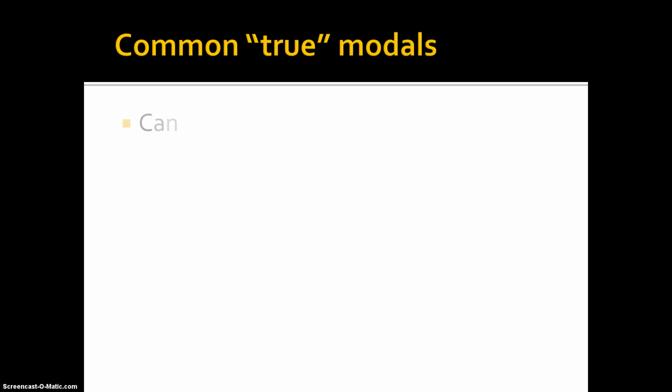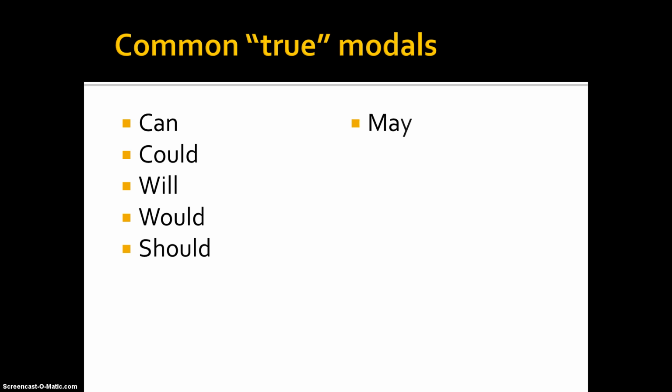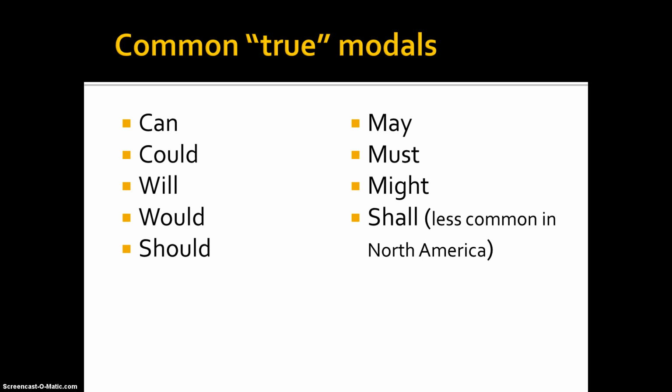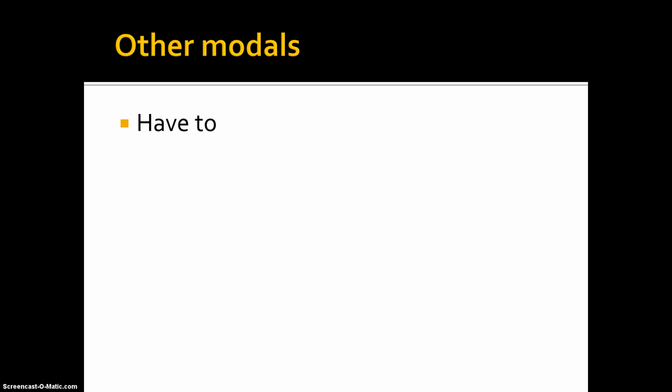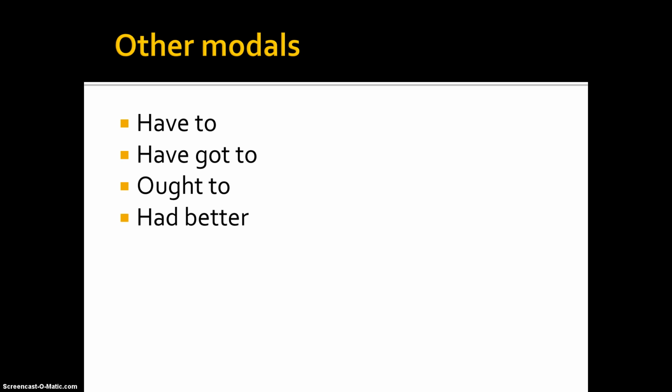So the common true modals are can, could, will, would, should, may, must, might, shall, which we're not really going to talk about. We call them true modals because the verb that follows is in the base form. There are other modals or words that we consider to be modals, like have to, which means the same thing as must, have got to, ought to, which means the same thing as should, had better.